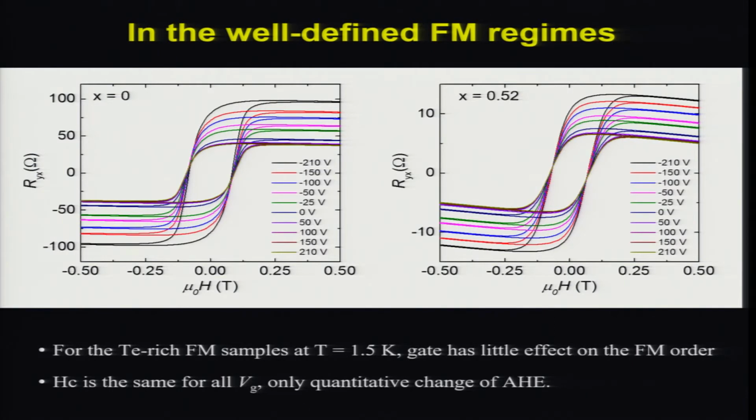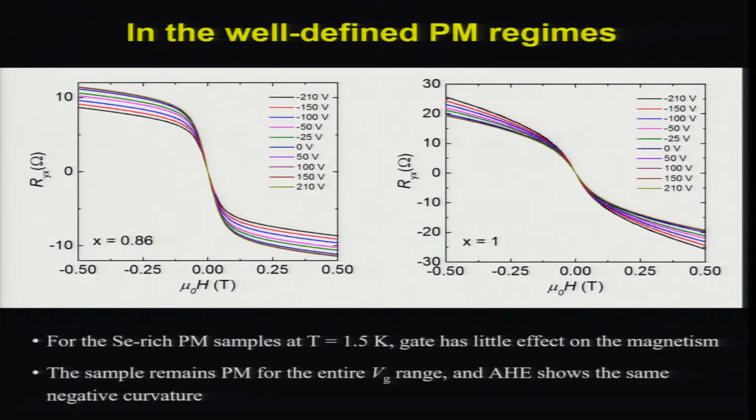Again, we start from this tellurium-rich ferromagnetic regime. We found that when we apply gate voltage, it does nothing to the ferromagnetic order. The coercive field doesn't change. It's always a good ferromagnet, similar to here, although the magnetic property is weaker than here. When we go to another limit, the selenium-rich paramagnetic samples, again, this large gate voltage doesn't affect the magnetic order at all. The system remains paramagnetic in all of this doping range, and there's only a slight change of the value of the Hall effect.